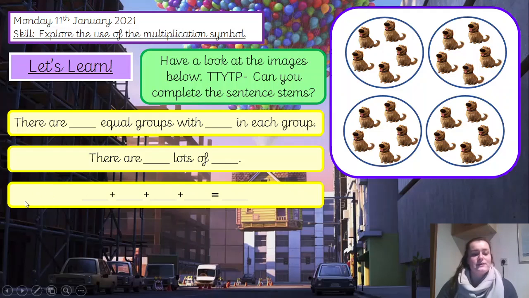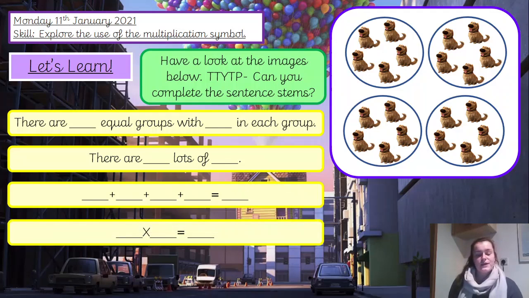Okay, so it would be 5, add 5, add 5, add 5 equals 20, because that's how many we've got all together. So we've got 5, add 5, add 5, add 5 equals 20. Well done. And finally, what would the multiplication number sentence be then?